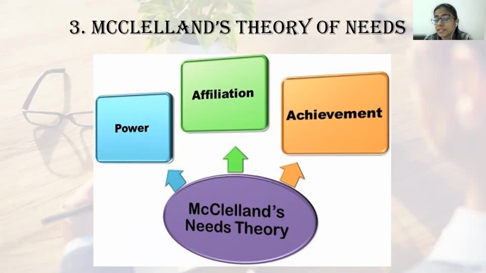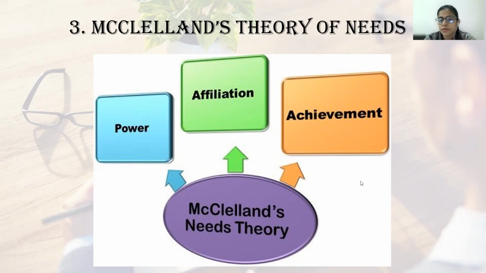But here the challenge is, if in a team there are 10 people and out of 10, 7 people are motivated by power, you cannot motivate all 7 people with power. It is the basic and major drawback of this theory that if many people are motivated with the same thing, then we cannot motivate all of them using the same thing. So McClelland's theory of needs has a challenge.